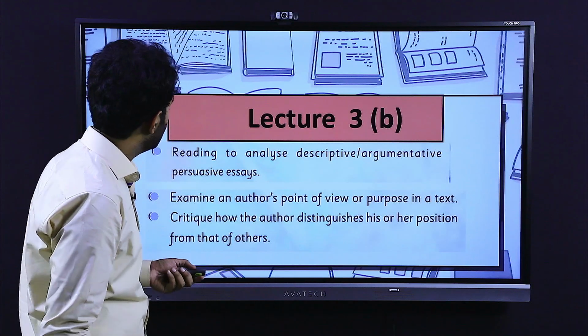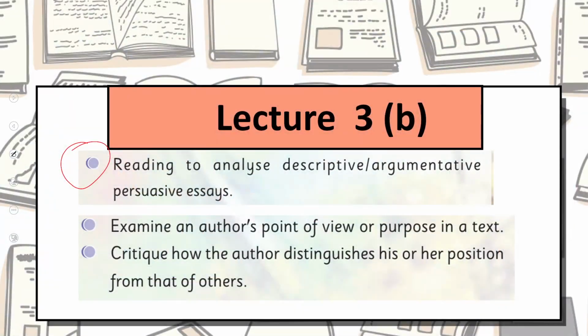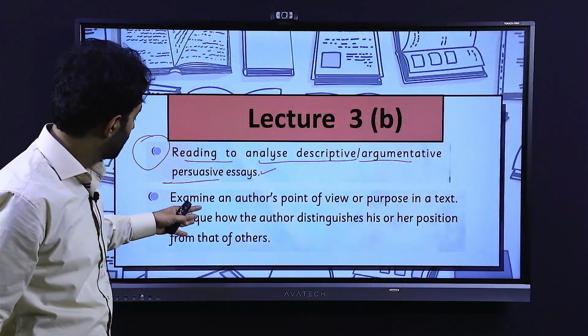Lecture number 3B, where we will talk about reading to analyze descriptive, argumentative, or persuasive essays. Now we know that essays are of different kinds. There are different kinds of text. So how can we analyze our descriptive or argumentative essays? What are the techniques and how can we differentiate them in order to grade the essays?